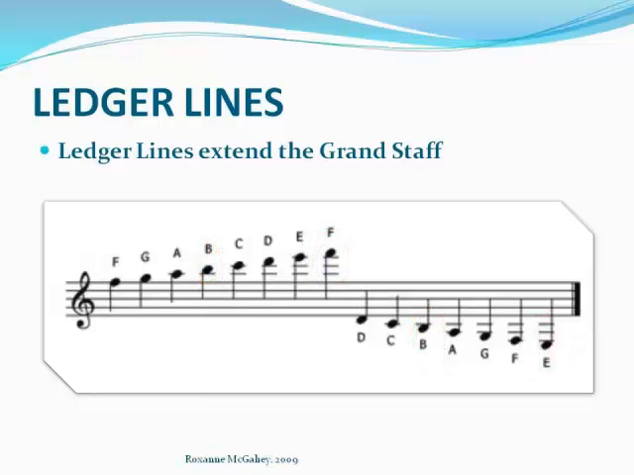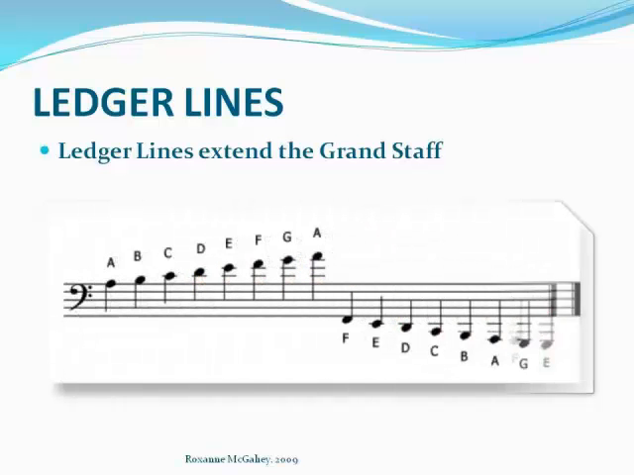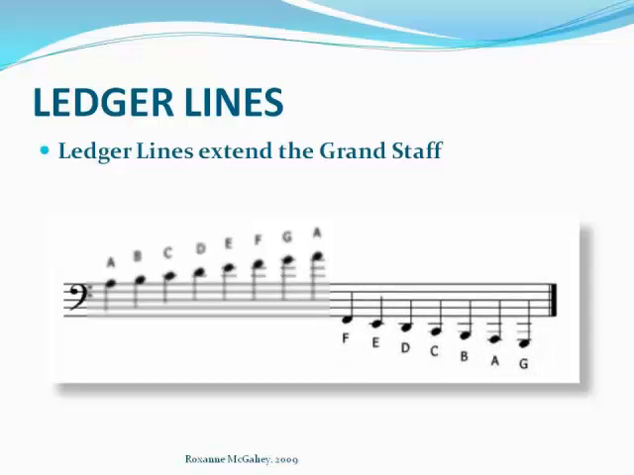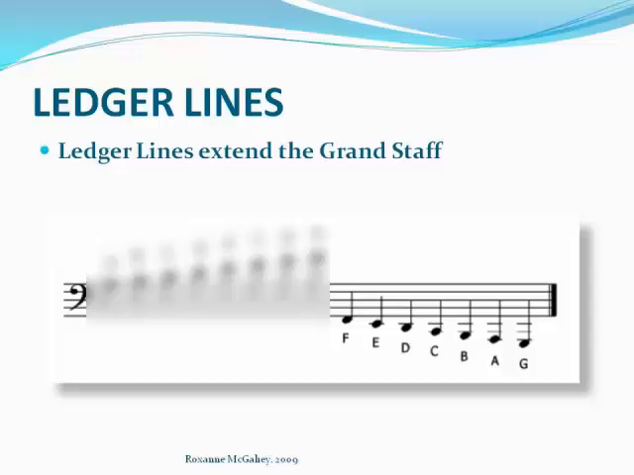The first group of these ledger line notes are called inner ledger lines because they extend the bass clef up into the treble clef range. The second group of notes are called the outer ledger lines because they extend the bass clef lower.